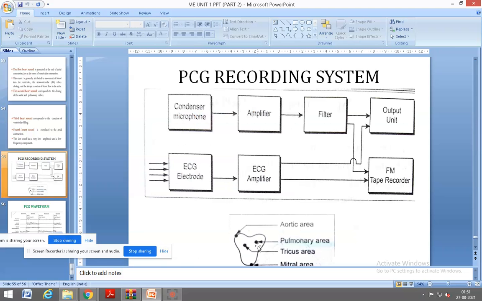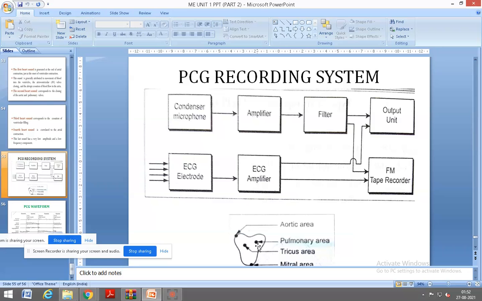This is the PCG recording system. Here you will be using an ECG electrode as well as a condenser microphone for hearing the sound from parts of the body. The ECG electrode is used on the surface of the body. What is the usage of the condenser microphone? It can convert sound energy into electrical energy. The sound heard from parts of the body is converted into electrical energy, given to an amplifier to boost the signal, and then given to a filter to remove noise and unwanted signal. Then it is produced at the output unit.